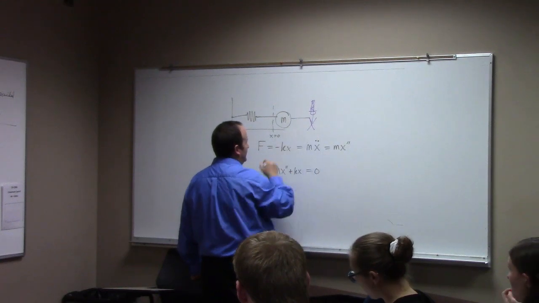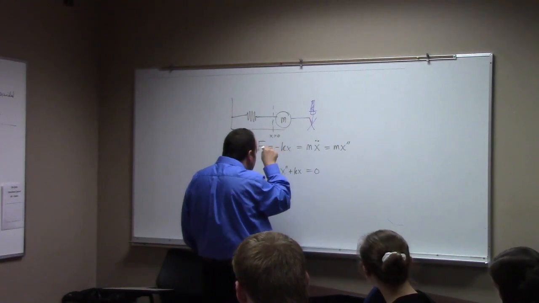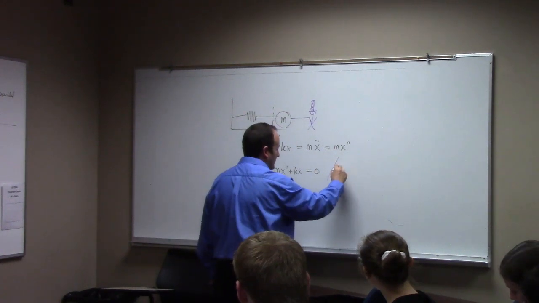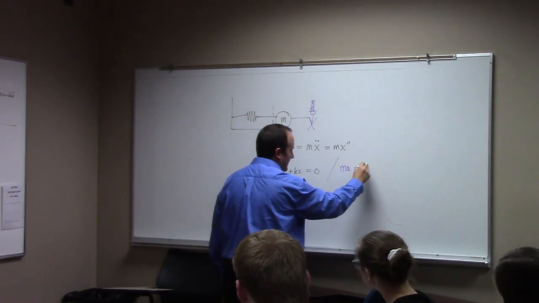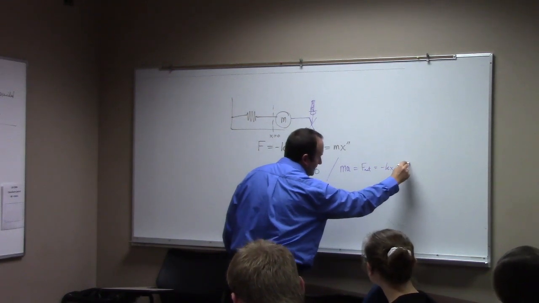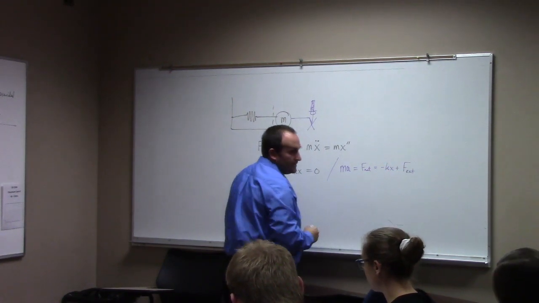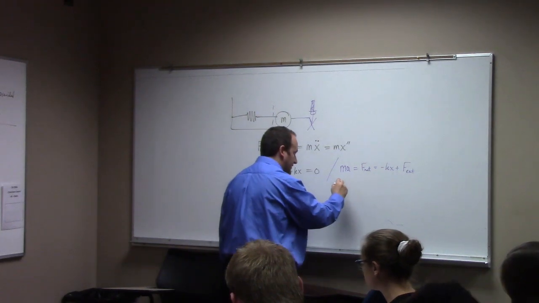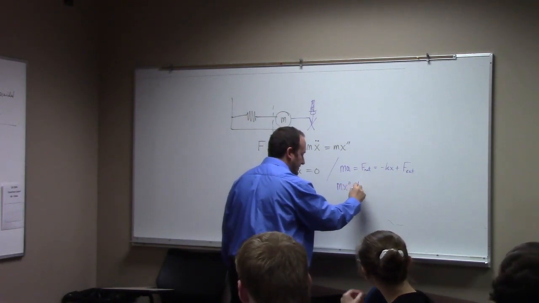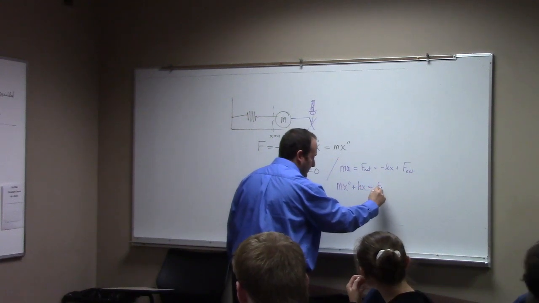He's got a stick, and he's nudging it. Then where does that appear in this? Well, we've got ma equals F net, right? So now it's minus kx plus F external. And so the equation becomes mx prime prime plus kx equals F external.